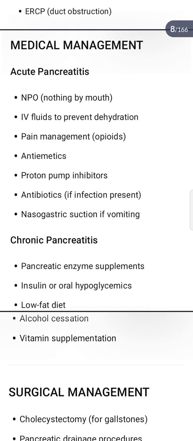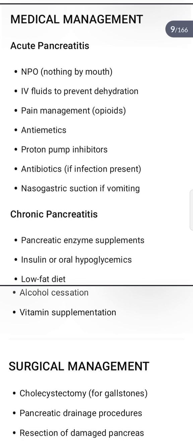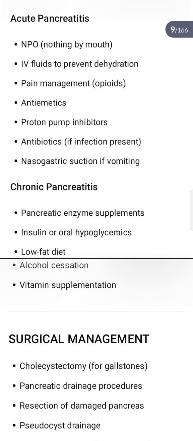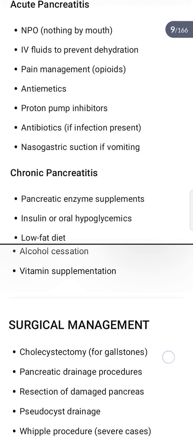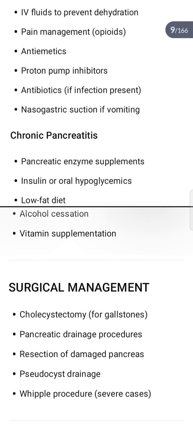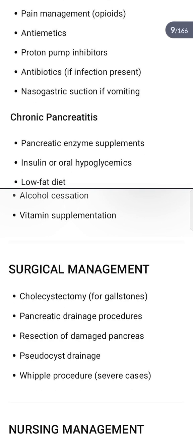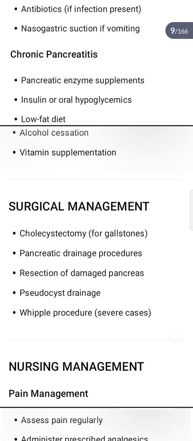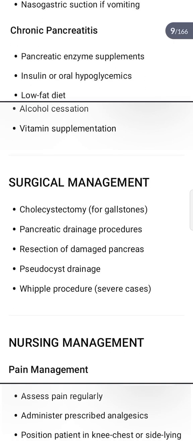In medical management of acute pancreatitis, we have to keep the patient nil per oral. IV fluid will be given to prevent dehydration. Pain management will be given, like we will give some opioids. Antiemetics for prevention of vomiting. Proton pump inhibitors will be given. Antibiotics are given. Nasogastric suction is done if vomiting is present. And in chronic pancreatitis, pancreatic enzyme supplements, insulin or oral hypoglycemics, and a low-fat diet.